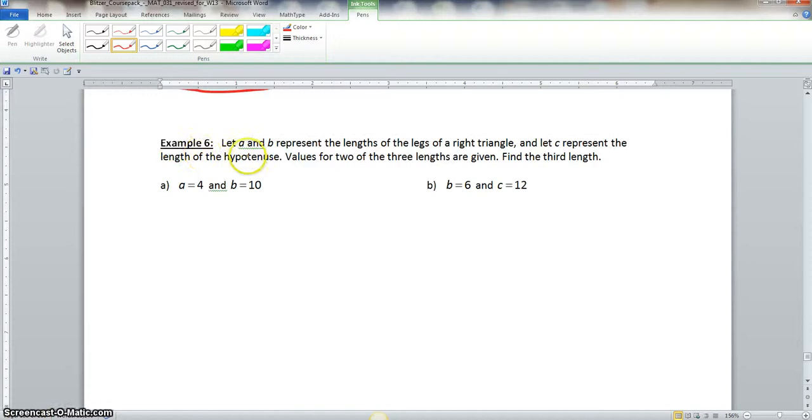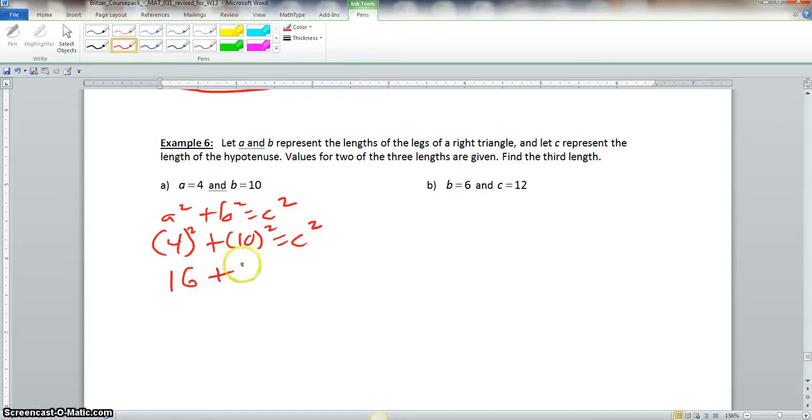Okay, let's look at example 6. It says, let a and b represent the lengths of the legs of a right triangle, and let c represent the length of the hypotenuse. Values for 2 of the 3 lengths are given. Find the third length. If you notice here, we have a and b, so we don't have c. So we need to find what c is equal to. a is 4, b is 10, and c we don't know. 4 squared is 16, 10 squared is 100, and it equals c squared. 16 plus 100 is 116.